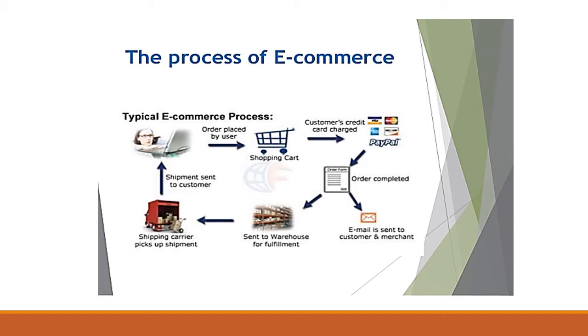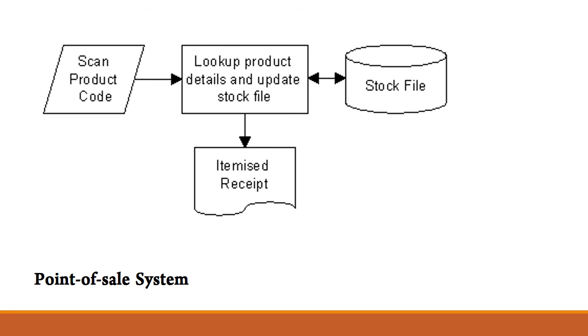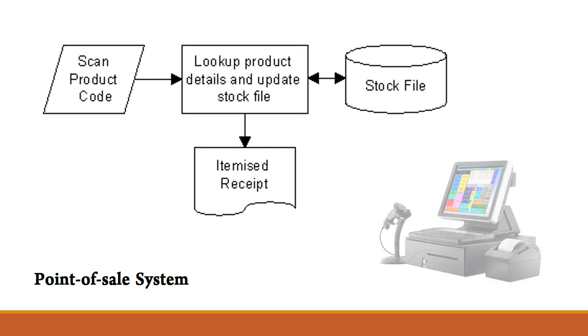Here is an example of the process of an e-commerce. And this is an example of the process of a point-of-sale system. Scan the product code, then look up product details and update the stock file, and lastly, generate an itemized receipt. This is a picture of a point of sale.